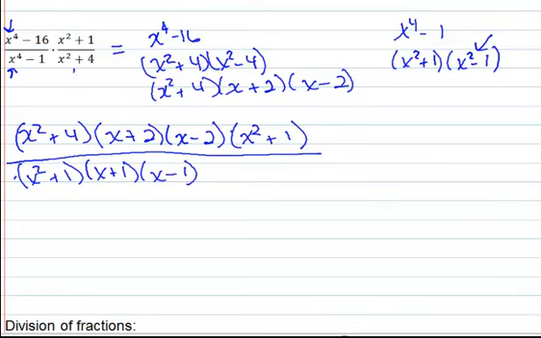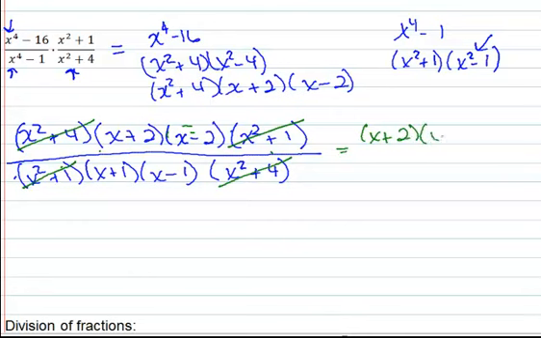And now we look at this. Again, the sum of squares, can't do anything with that. And now we look for anything the same top and bottom. So we've got x squared plus 4. We've got x squared plus 1. And then there's nothing else the same, so we just bring them with x plus 2, x minus 2, and the denominator is x plus 1, x minus 1, and we're good to go.